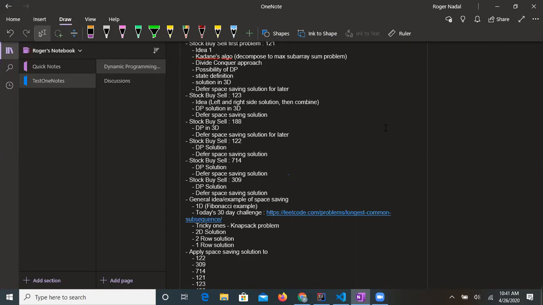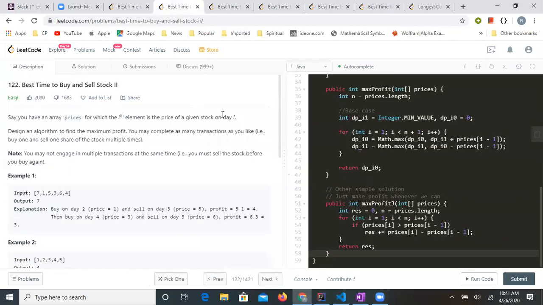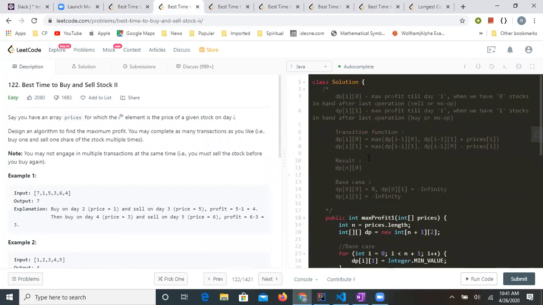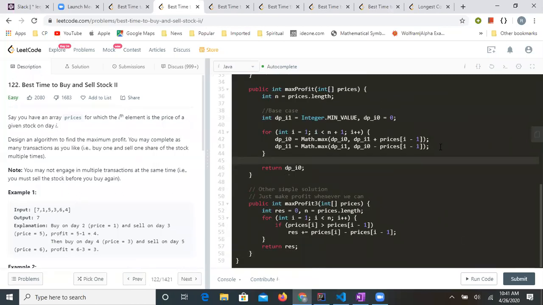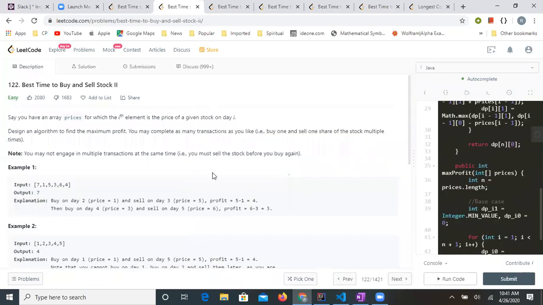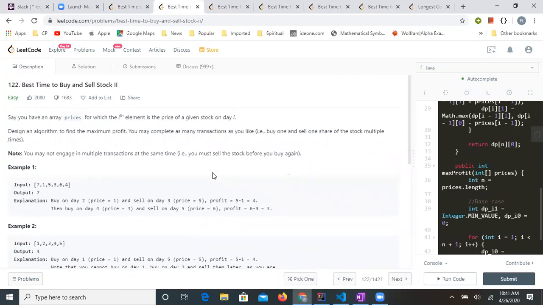Okay, so now we will go to stock buy sell 122, and I think these problems are, in my opinion, maybe easier. So we'll go to this best time to buy and sell a stock. What I would suggest is, why don't you go through this? Don't look at this yet. I will grab water, and then I will come back in 1 or 2 minutes, and then we will talk about it. You can think about it in the meantime.